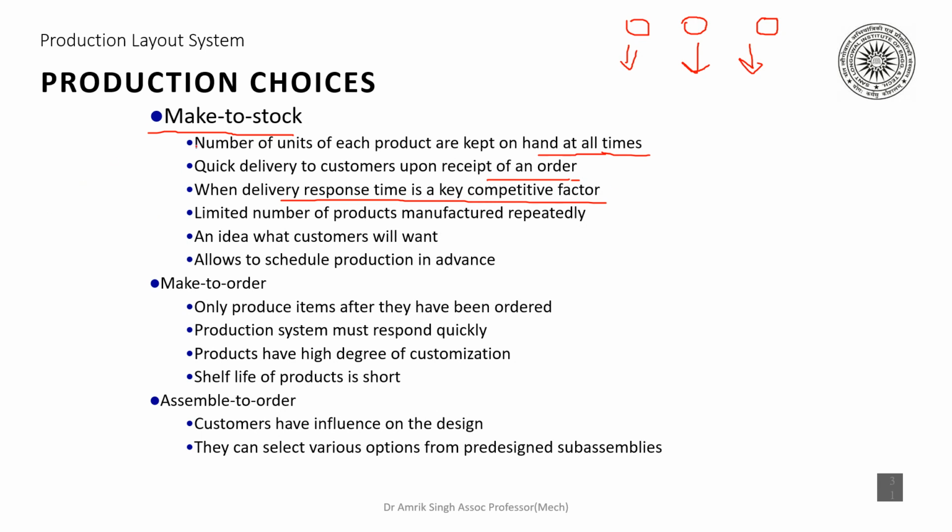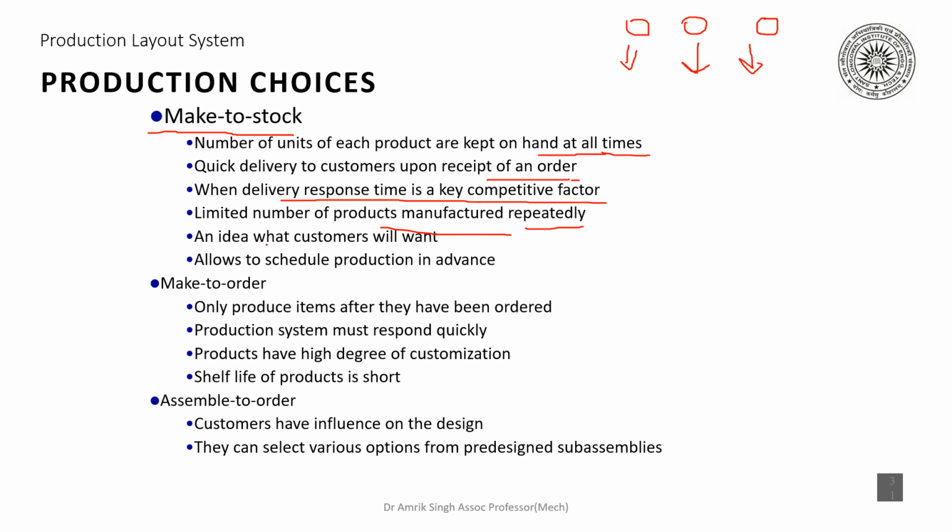Limited number of products manufactured repeatedly. So it is followed for those items when that item is very much in use. It is just like, say, vests. As underclothes we use vests. Or we use socks. Socks are very common. So they know that it will be sold, so it has to be made repeatedly.